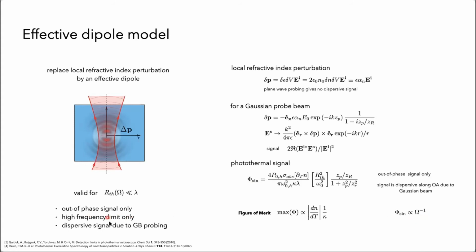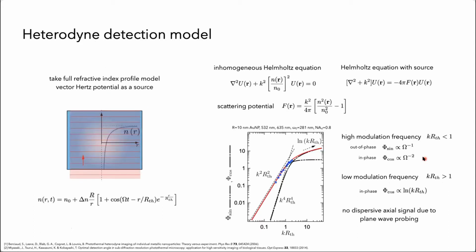So you only have an out of phase signal. It's actually valid only in the high frequency limit, where the thermal screening radius r_th is coming into play and is on the order of your probe beam size, and it creates the dispersive signal due to the Gaussian beam probing at the end. Yeah? So these are the things which come out of that kind of simple model.